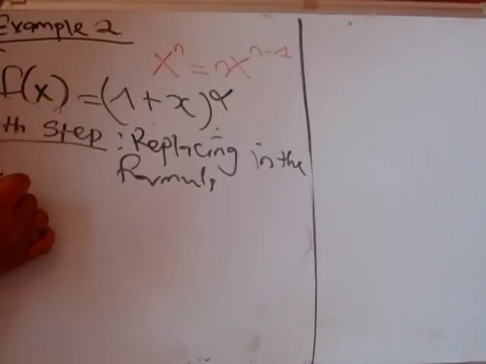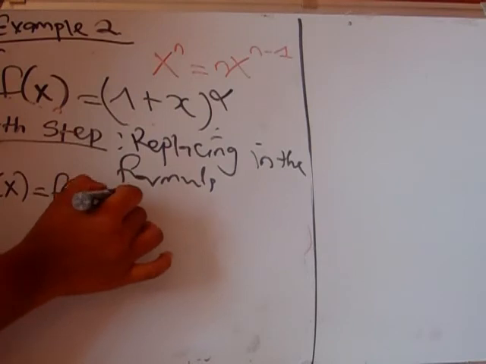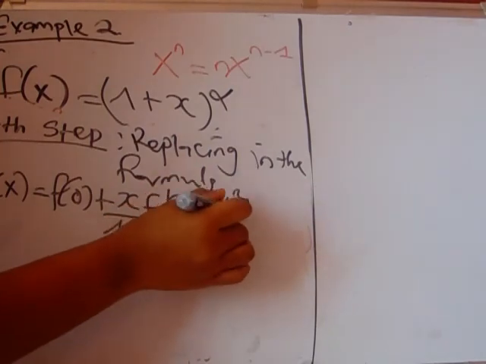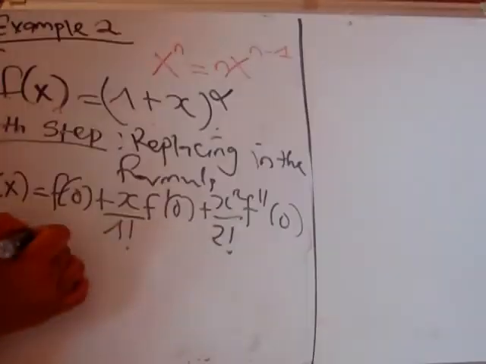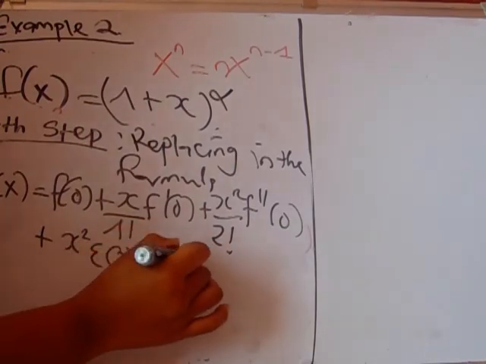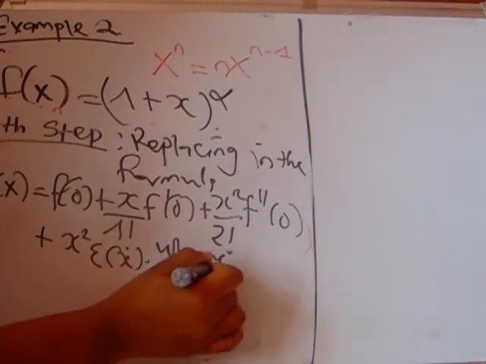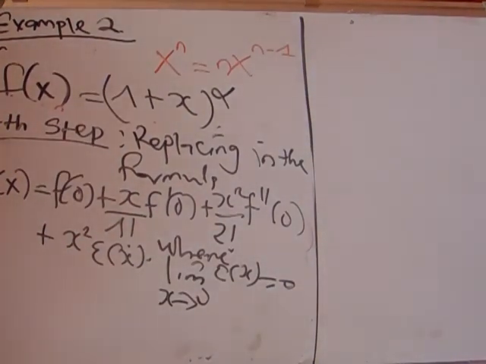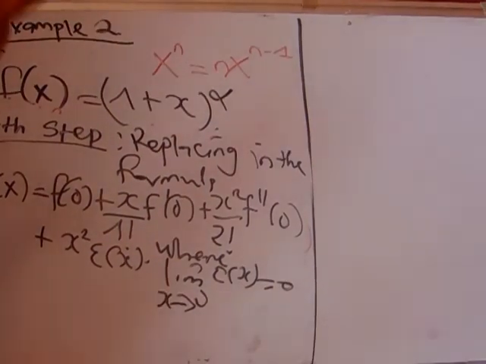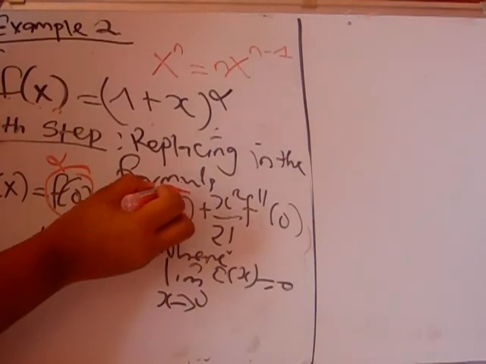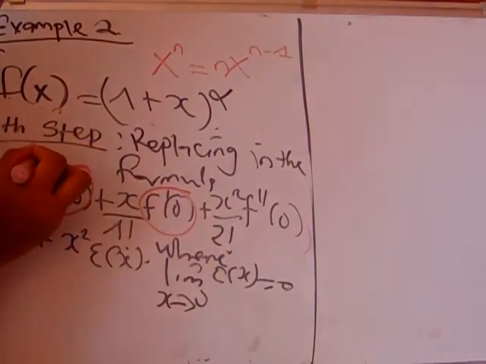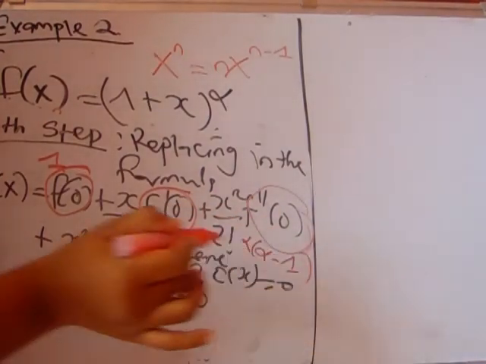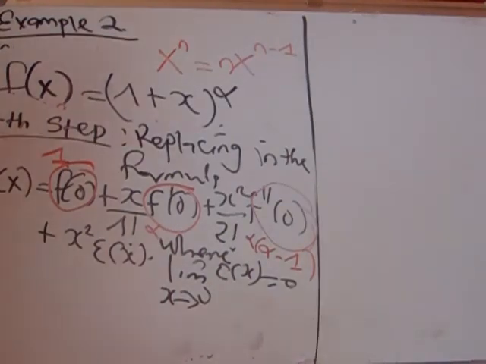We now have f of x. Let's write back our formula just so we'll be sure. f prime of 0 plus x squared over 2 factorial f prime prime of 0 plus x squared epsilon of x, where the limit when x tends to 0 of epsilon of x is equal to 0. Now we already know what our f of 0 is. f of 0 is 1. f prime of 0 was alpha. Our f prime prime of 0 was alpha times (alpha minus 1). So we'll just have to replace it here.